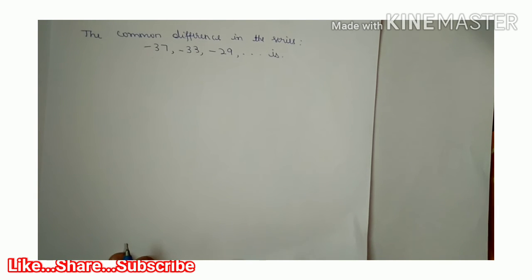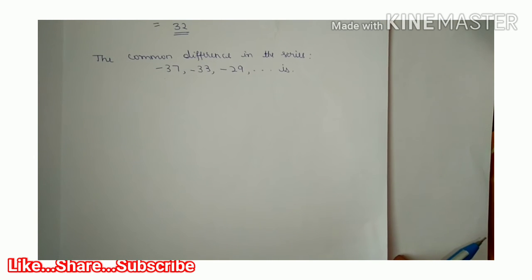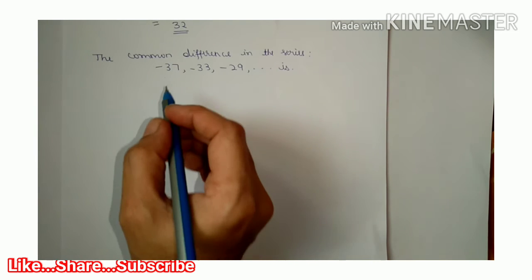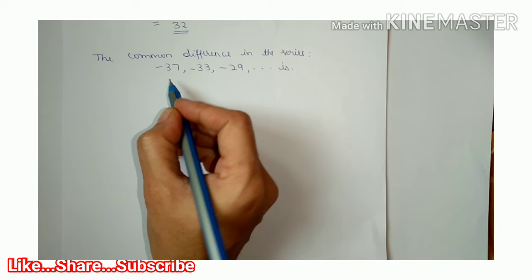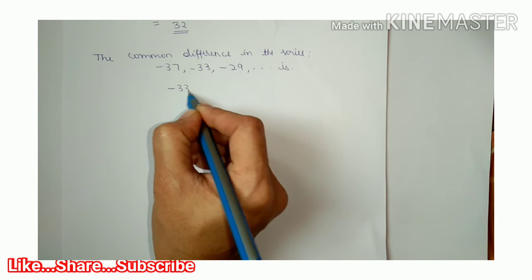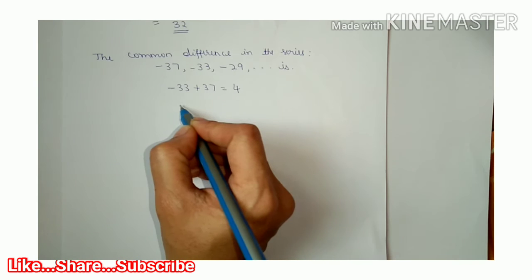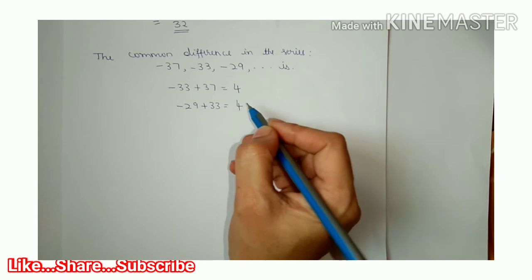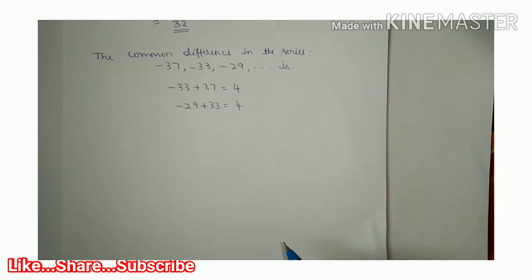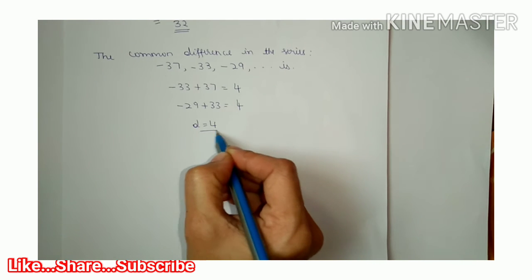Next question. The common difference in this series minus 37, minus 33, minus 29 is. Here we need to find the common difference. Here the common difference is the difference of any two consecutive terms. Minus 33 plus 37 is plus 4, or minus 29 plus 33, 4. Difference of any two consecutive terms in each case is 4. Therefore, common difference d is 4.